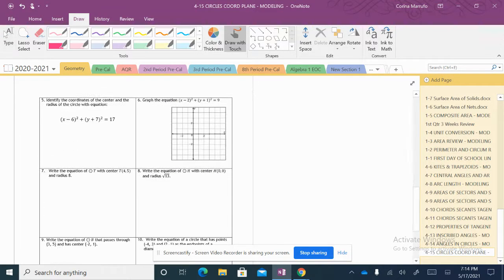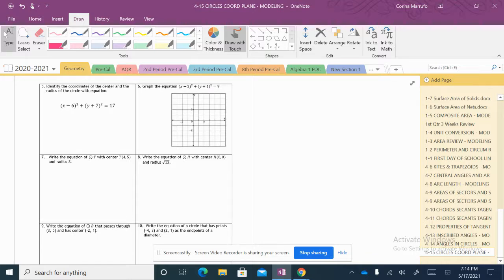So here, the next part says identify the coordinates of the center and the radius of the circle with the equation. So if I look here, remember we take our x. I'm going to go ahead and write it. (x minus h) squared plus (y minus k) squared equals our radius squared.